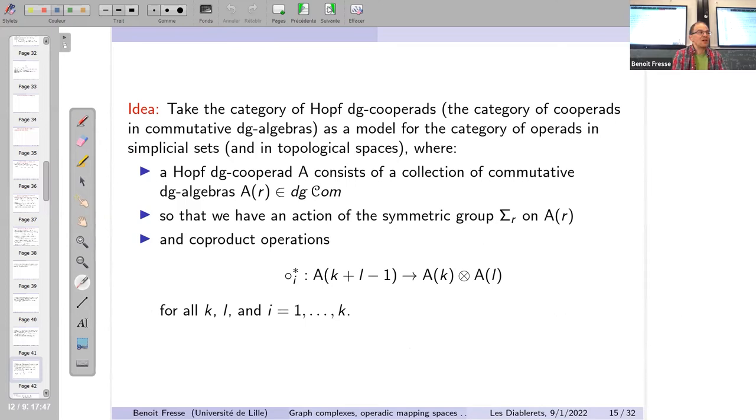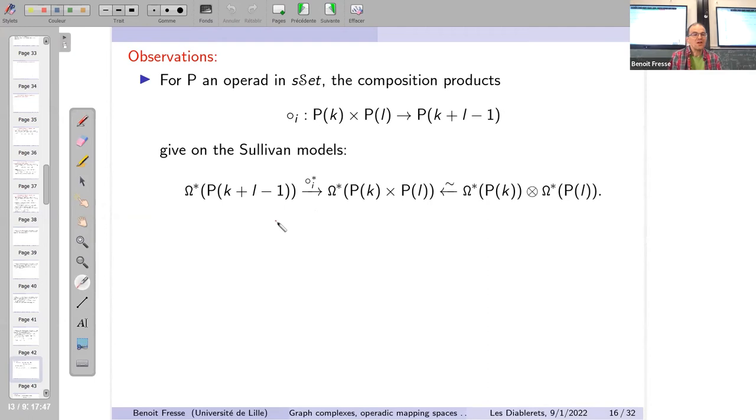So if you look at the construction, if you start with an operad P in simplicial sets and you take the Sullivan model, Omega bar upper star of P(k), of the spaces P(k) underlying this operad, you want to look at which kind of structure you get at this level. So the operad is equipped with composition products of this form, as in the example of the operad of little n disks. And if you see what it does at the level of a Sullivan model, you can see that these operations induce maps from Omega upper star of P(k+l-1) towards Omega upper star of the Cartesian product of P(k) and P(l), just by contravariant functoriality of the Sullivan model.